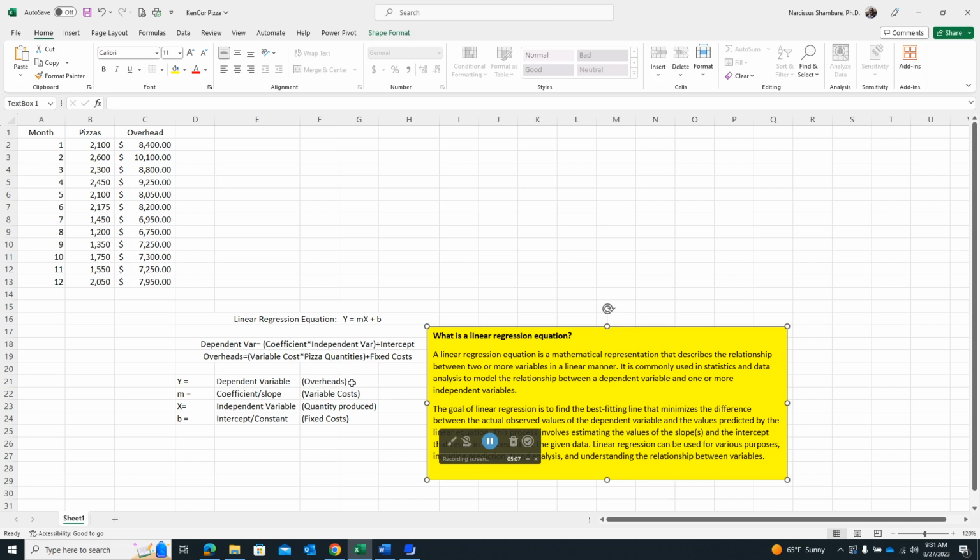This could be raw material that goes into the pizza, right? The oils, everything, okay? So if we do not produce the pizzas, we do not incur the variable costs, okay? So when we produce pizzas, of course, we incur variable costs. So they vary with activity. What is fixed costs? We do not have to be producing anything. We still incur them, right?